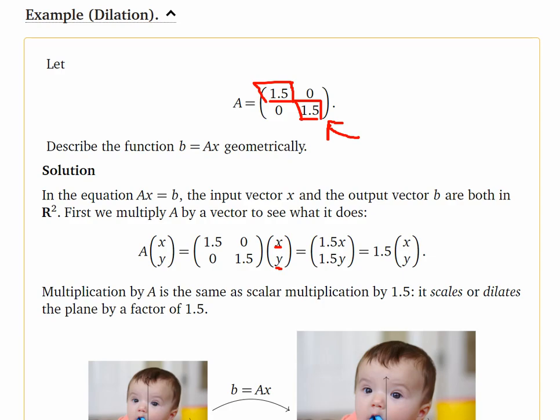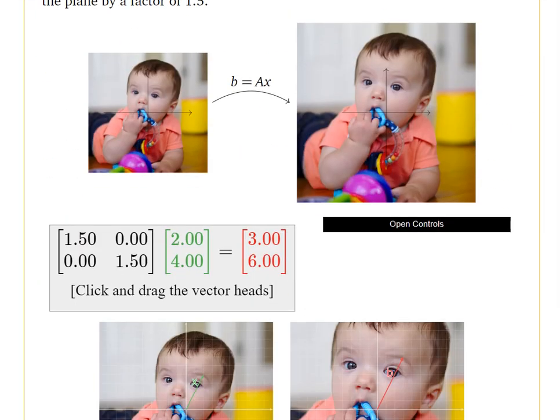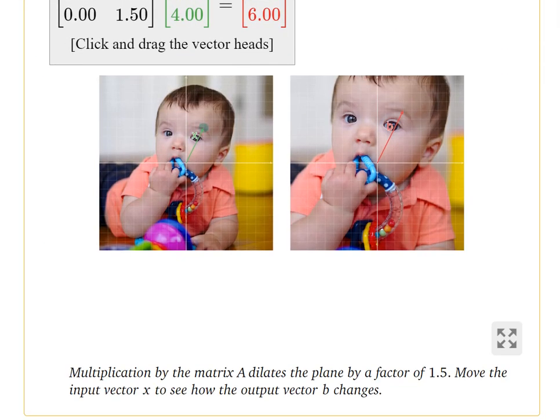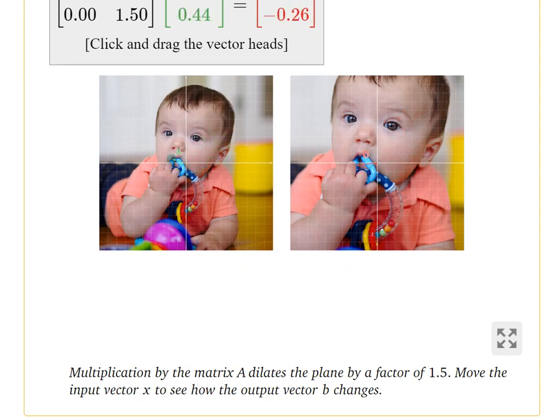for example. So definitely, and they'll have an interact, definitely take a look at what the scaling factor of 1.5 is doing. And you can see the picture of the cute baby is larger, right? The baby is larger in the figure on the right after the transformation is applied.